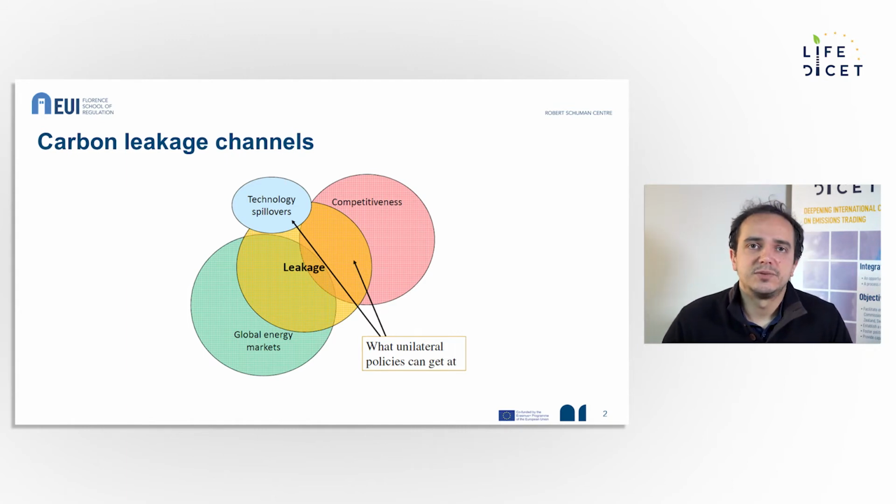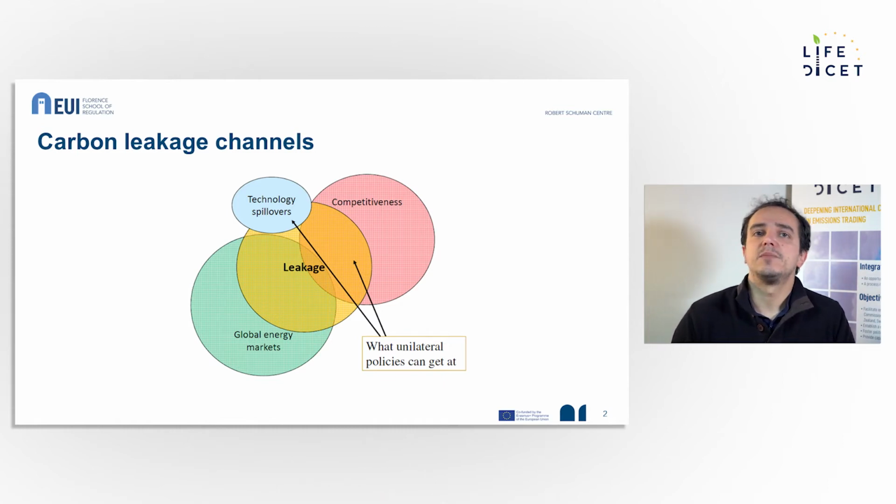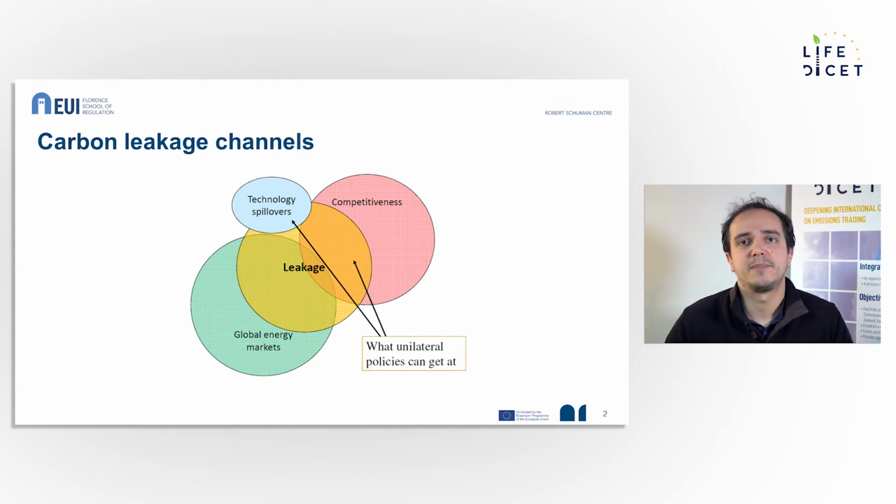A second channel through which carbon leakage can materialize is through global energy markets. That is, if one or more jurisdictions with more stringent climate policies than others make up a significant share of global demand for fossil fuels, carbon leakage occurs as a result of reduced fossil fuel prices. In this case, and unlike the previous, governments do not readily dispose of instruments to unilaterally intervene and limit carbon leakage.